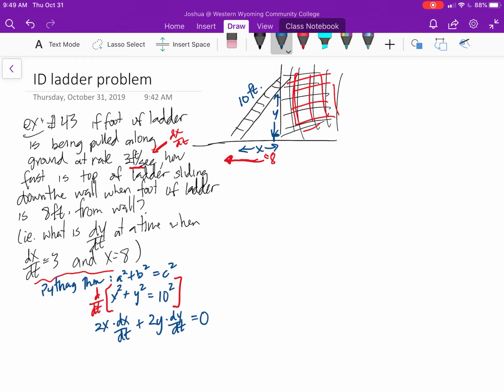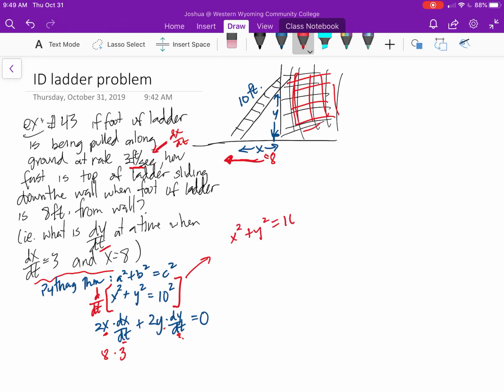Now let's look at what was given. We know x is 8, so I could plug that 8 in there. We know dx/dt. We know that this was 3. I don't know this, and I don't technically know y yet. It's asking what is dy/dt, so this, for sure, we don't know. The y, though, we can get by going back to the Pythagorean equation we had. I wanted to do the derivative first because if you find y immediately, you have constants and it's misleading. Like, what do I do next? I don't know.